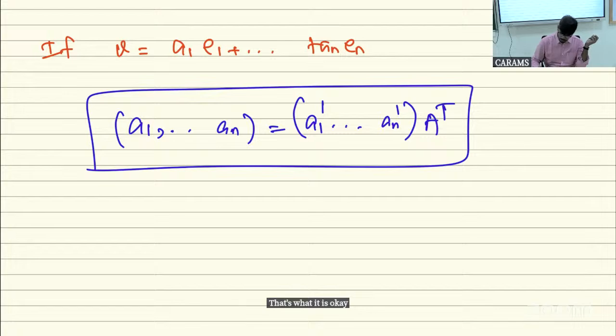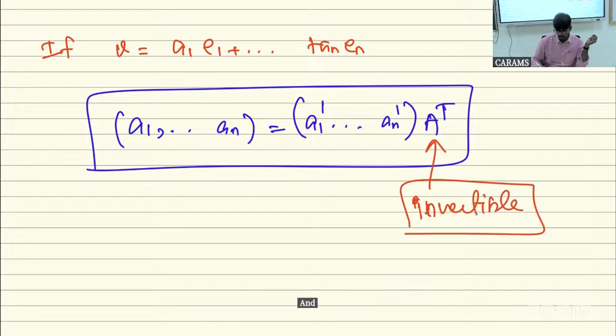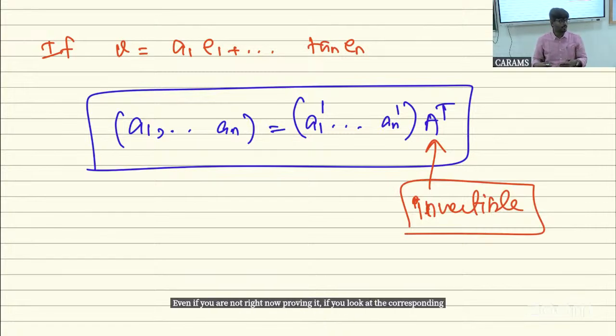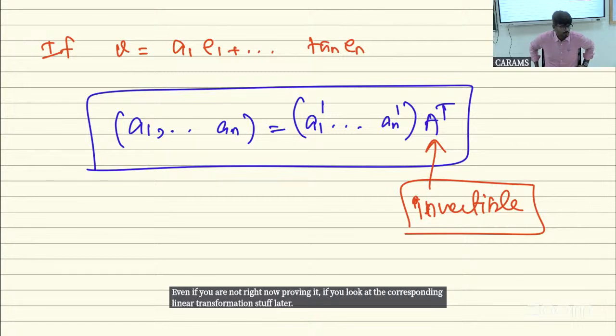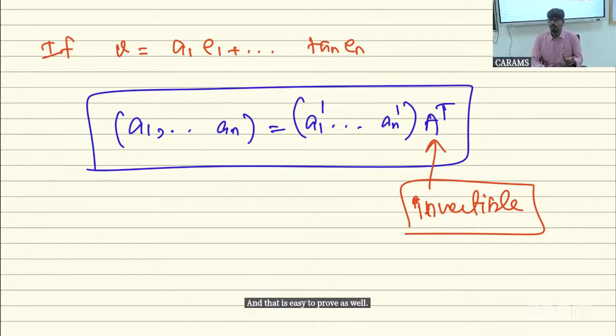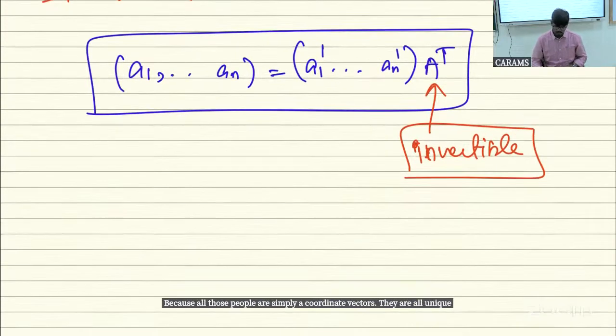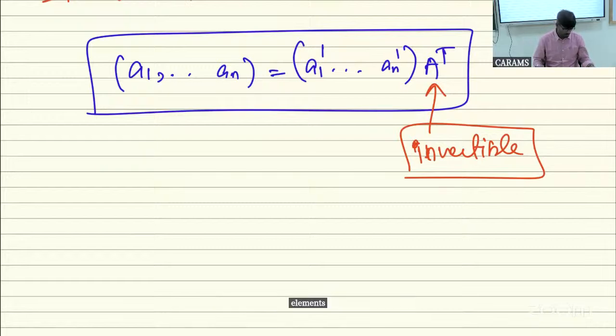Now you can prove that this A is actually invertible clearly. That's pretty easy to prove. Even if you are not proving it right now, if you look at the corresponding linear transformation later, that is easy to prove as well. Because all those are simply coordinate vectors. They are all unique in nature. And all the vectors that we wrote are entirely elements of a basis. So obviously it must be invertible.